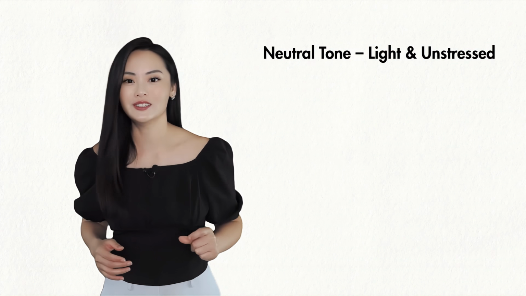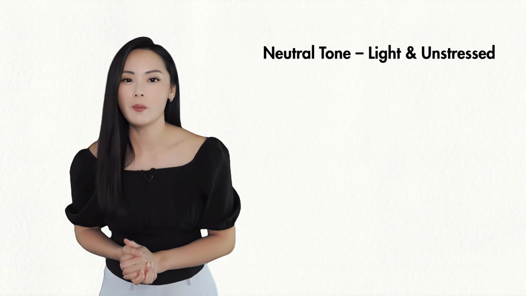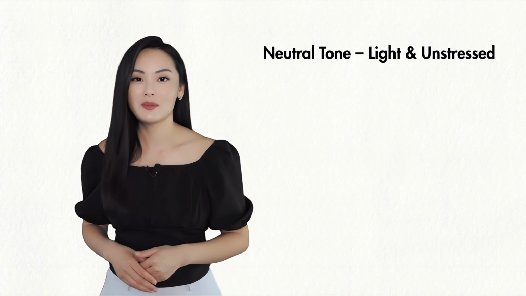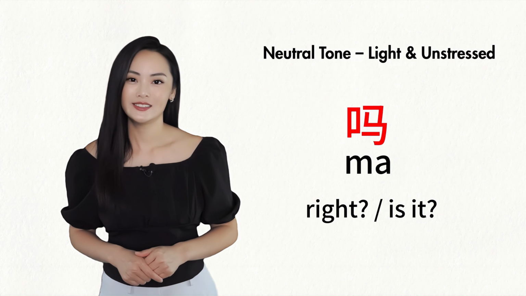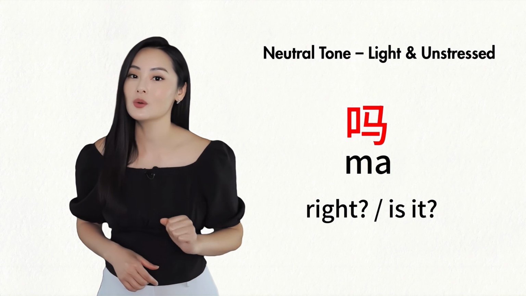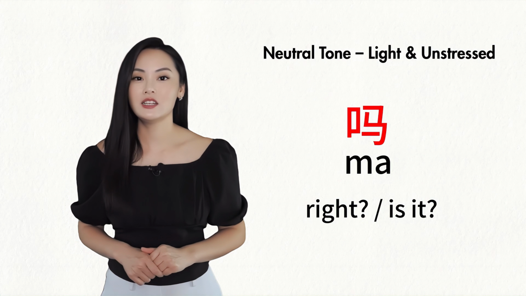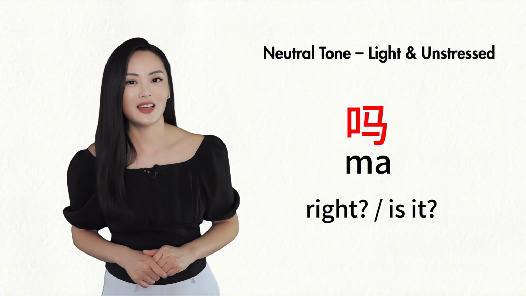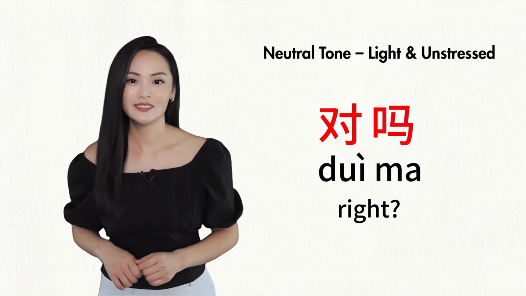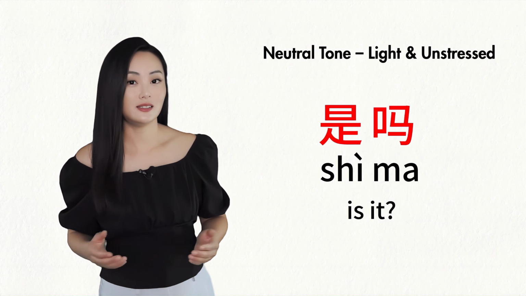You've made it through all the flat, rising, dipping, and falling tones. Now here comes the easiest one of all, the neutral tone. This tone has no pitch and no tone mark in pinyin. It is the easiest for beginners. Here are a few super common examples. 吗, goes at the end of a sentence to turn it into a yes or no question. It's like adding right or is it at the end in English. 对吗? Right? 是吗? Is it?